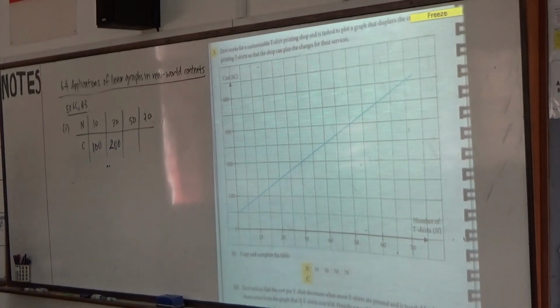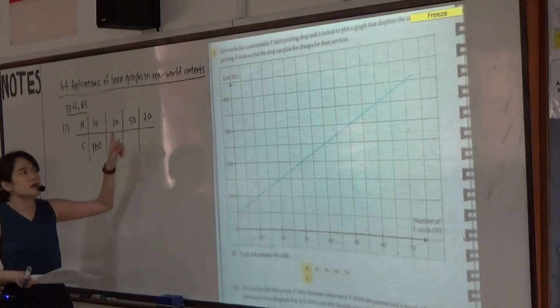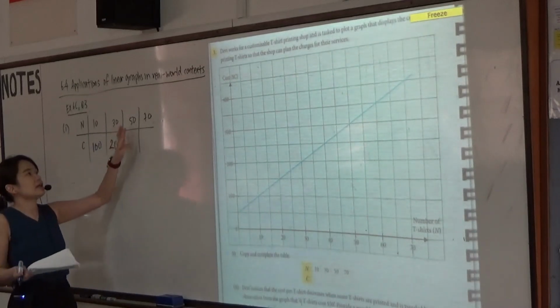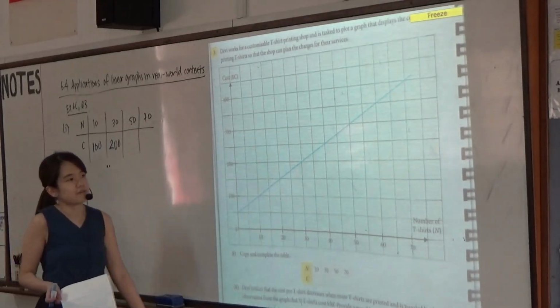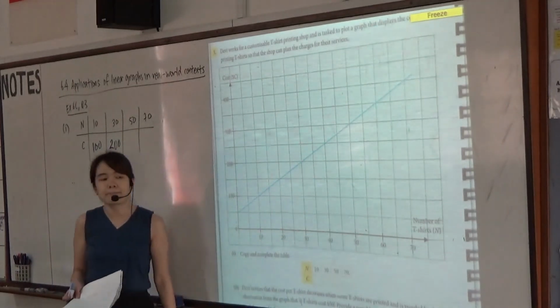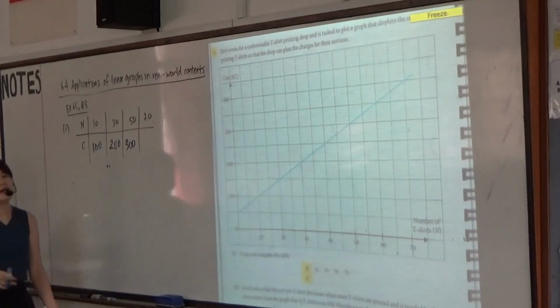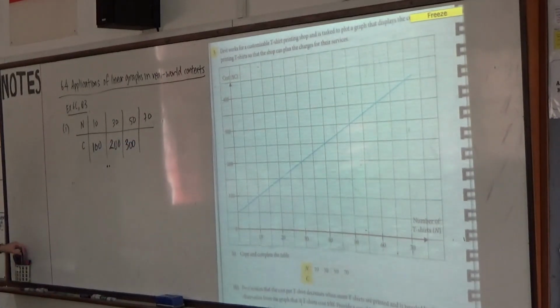And very quickly, when reading 50 and 70, for 50 t-shirts, how much would it actually be? Giselle, can you tell me how much it is going to be? How much will it be when n is equal to 50? You read from the graph. 300, yes. And then finally for 70, how much will it be?